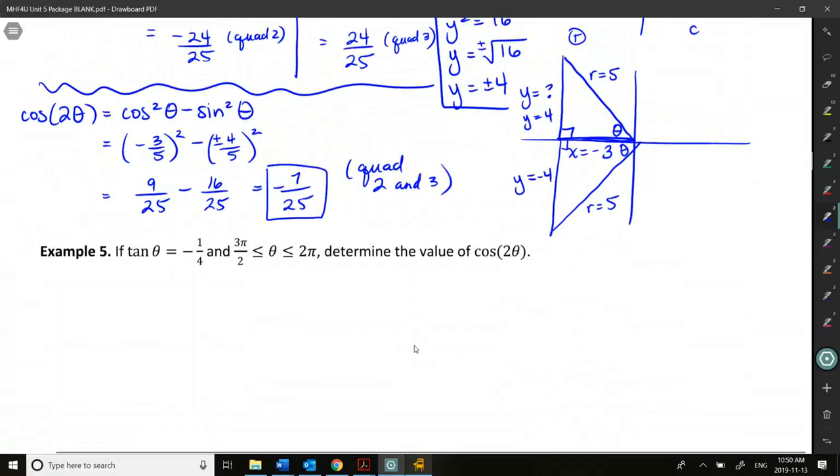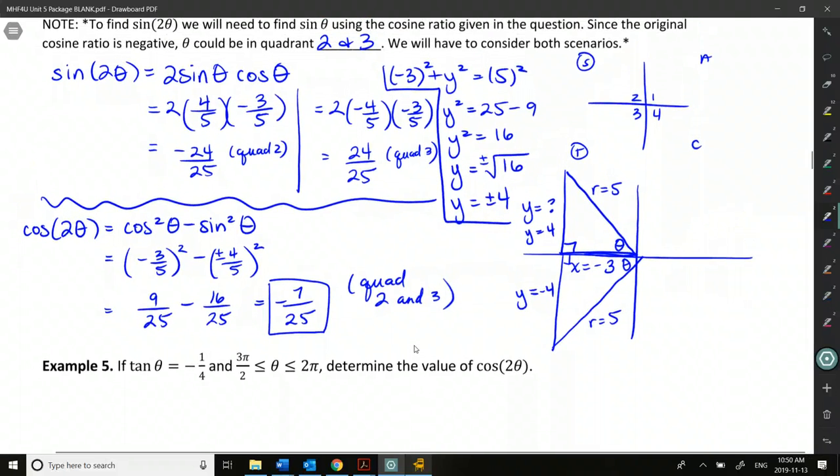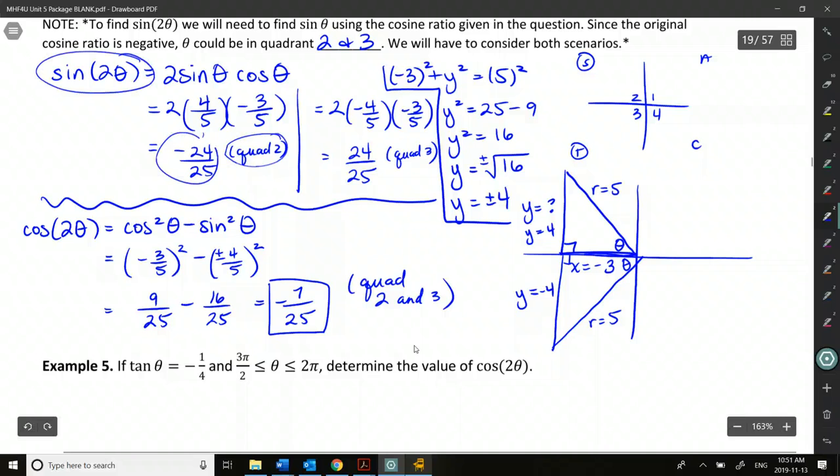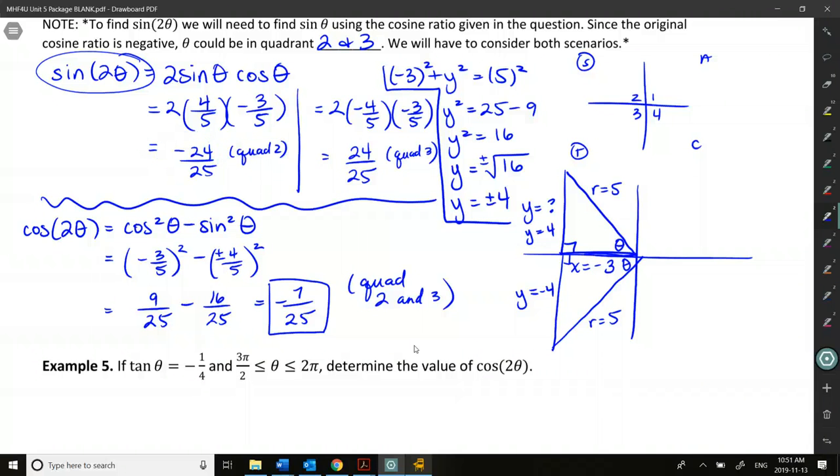Once we do double angles, though, the cast rule doesn't apply once I do like the cos of 2 theta, right? So just because something is in, let's say, the sine quadrant, in quadrant 2, it doesn't mean that the sine of 2 theta is going to be positive. It only means the sine of theta will be positive in that quadrant. So just watch out for that.